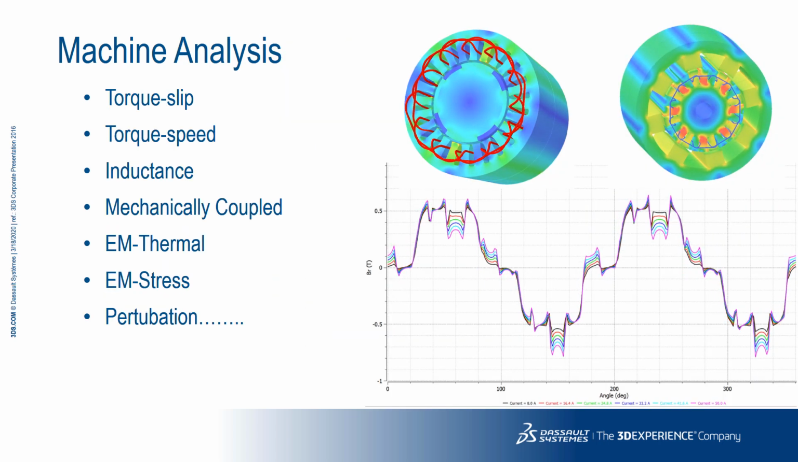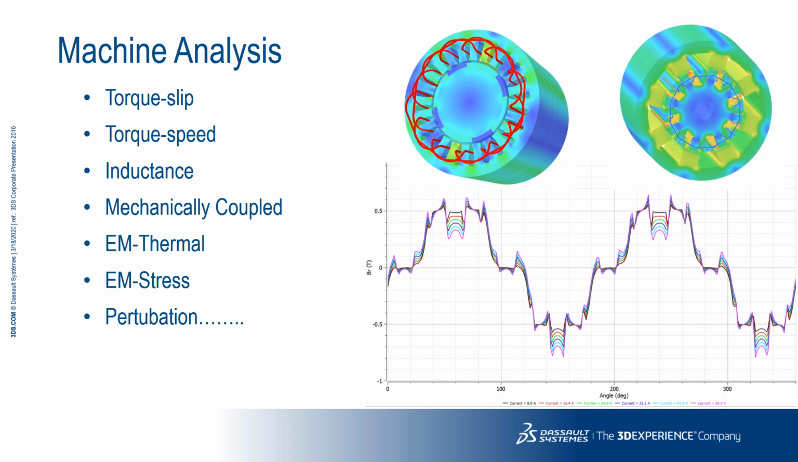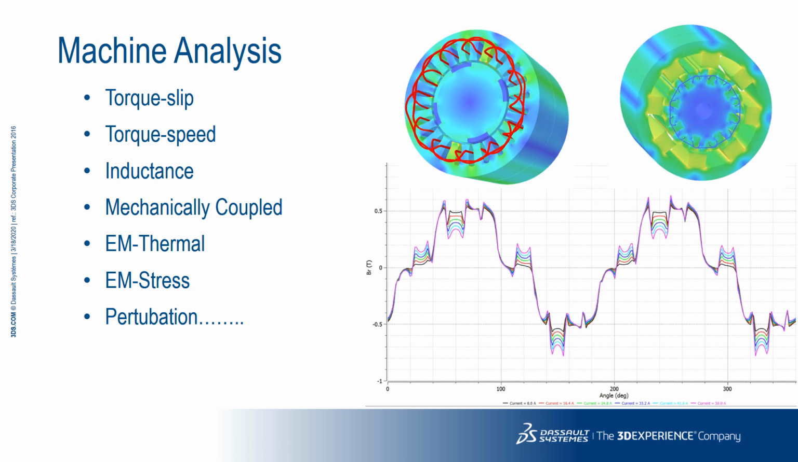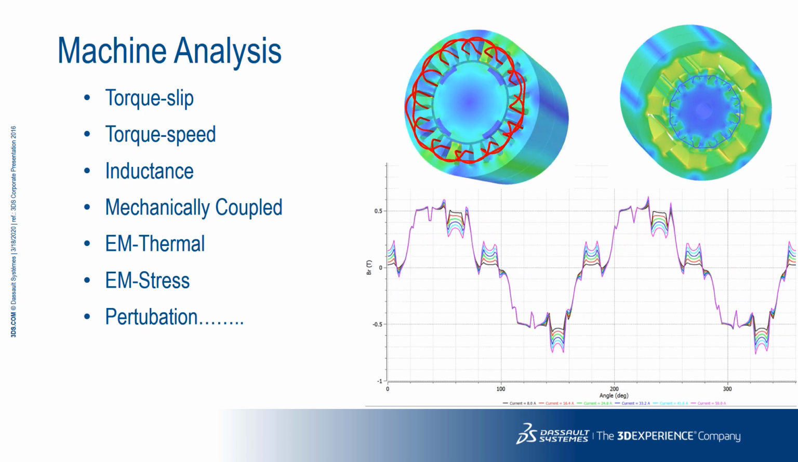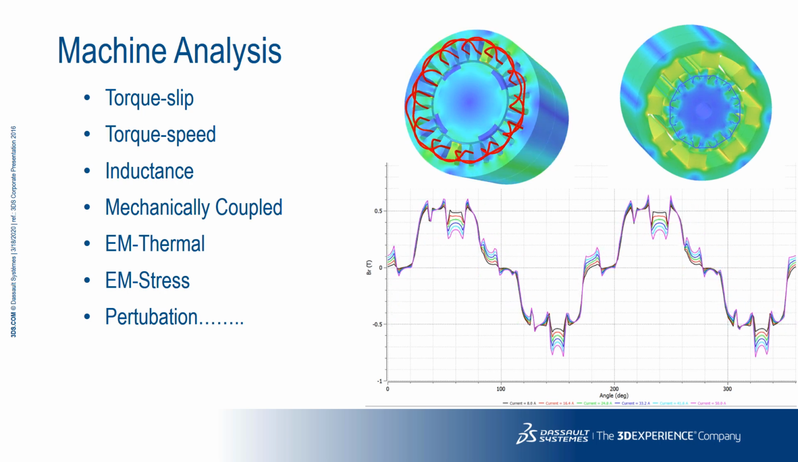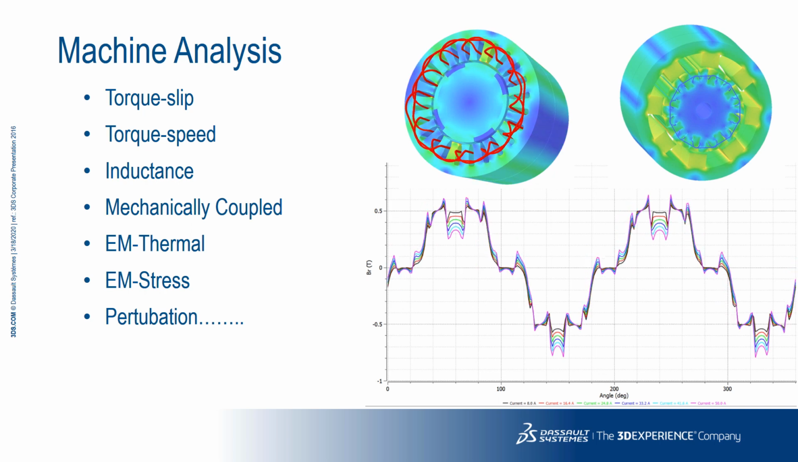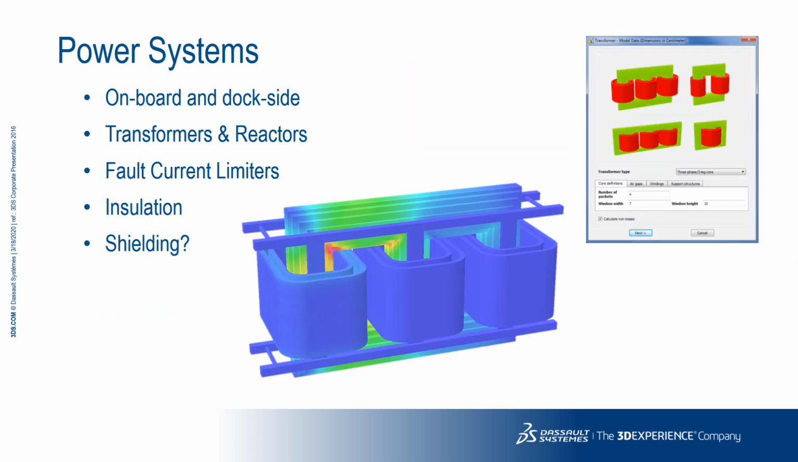Here are a selection of some of the analysis types that can be carried out automatically within the machines environment. The environment handles pre-processing, solution, and post-processing. And similar to electrical machines, there's a transformer and reactor environment for speeding up the design of power systems. These may be carried on board, or any major power systems on the shore close to the dock may need to be assessed and shielded.